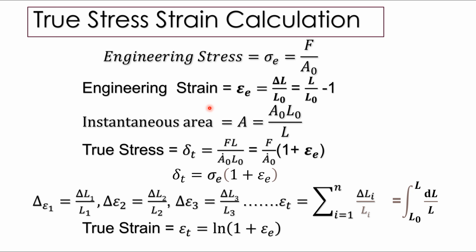So here A naught and L naught are the original area and the original length, which is true only before necking occurs. So the instantaneous area A is equal to A naught L naught divided by L, and the true stress in this case, sigma T, is equal to F L over A naught L naught, which is equal to F over A naught into 1 plus E, meaning engineering strain. So in short, we can say that sigma T is equal to sigma E into 1 plus engineering strain, as our engineering strain is equal to L over L naught minus 1.